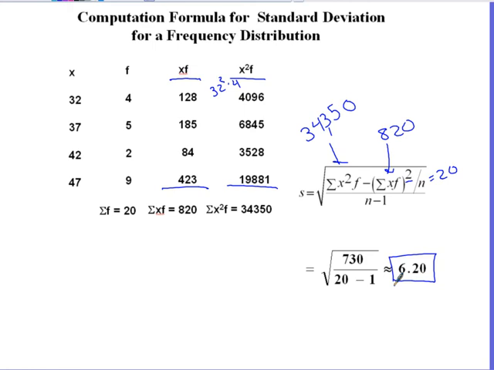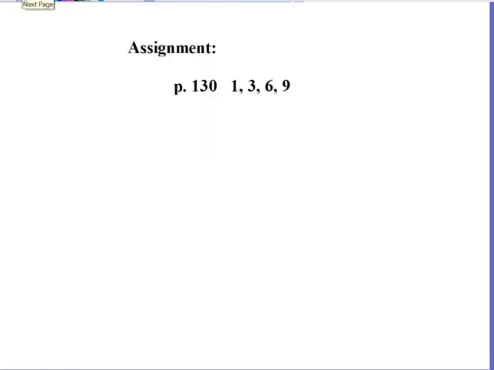This is one of those deals where you're going to show me how to do it. And by the way, I just got done doing all this on here. I'll help you out with this in class, maybe show you a trick or two to work through that as well. Get started maybe on page 130, 1, 3, 6, and 9. Again, we'll work through some in class. You'll do some in class. We'll practice that, and hopefully we get comfortable with finding the standard deviation of grouped data.